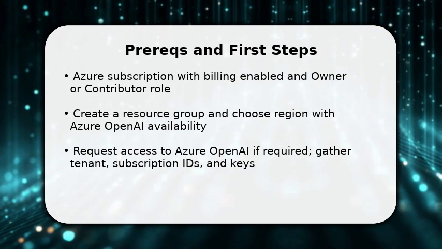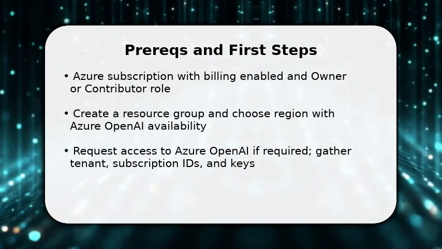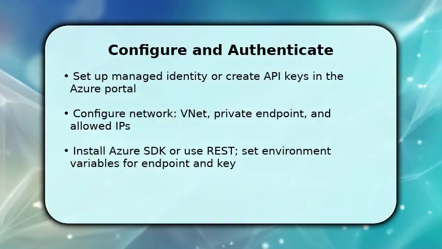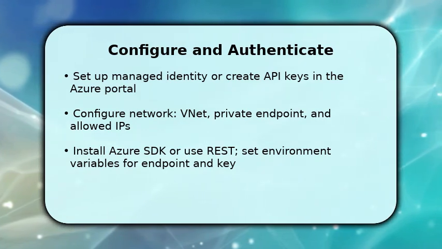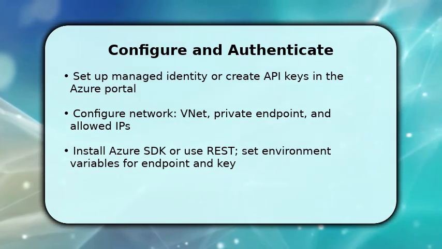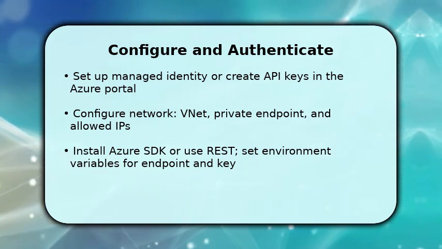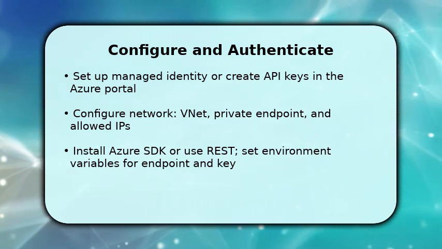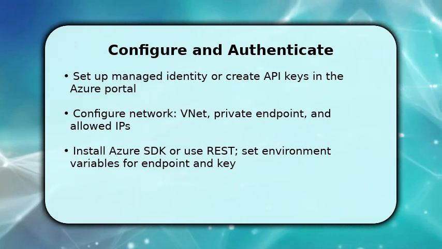Make sure to copy keys and endpoint now, because you will need them immediately for authentication in the next configuration steps. You will configure authentication and network next. First, choose Managed Identity for secure access or generate API keys if needed. Store keys in Key Vault for safety. Then, configure networking, set up a VNet, private endpoint, or IP restrictions to control traffic, because security reduces exposure.